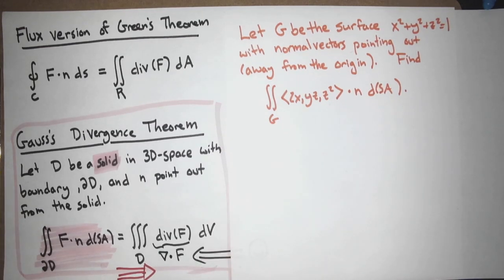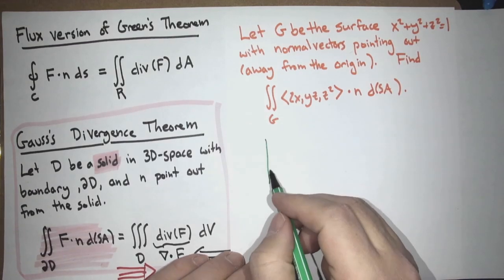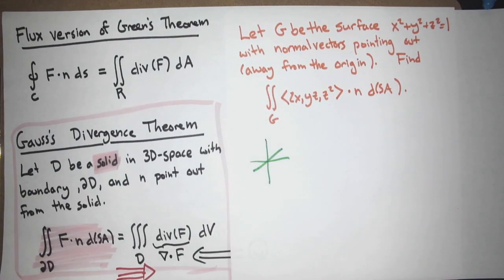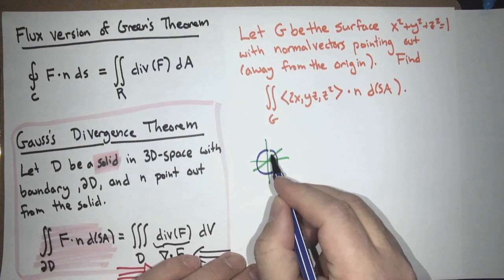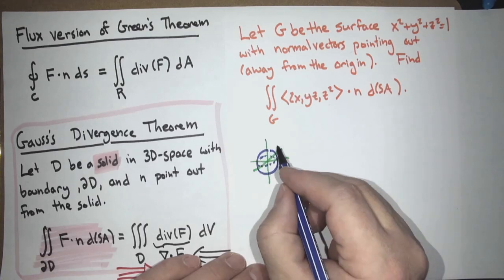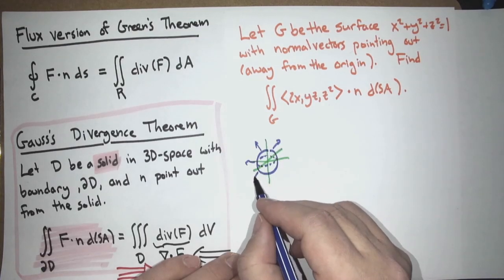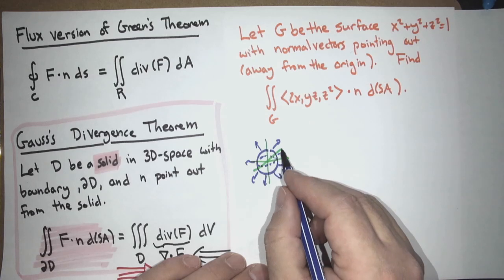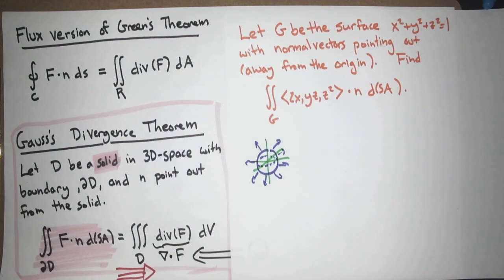So let G be the surface x squared plus y squared plus z squared equals 1 with normals vectoring out, so away from the origin. What surface is that? Sphere. Can you tell me anything else about this sphere? Radius 1, centered at the origin. Okay, so we have our sphere, radius 1. It's a happy sphere, and our normals are pointing out. Okay, so we're asked to find the integral over our surface, which is our sphere, of 2x, comma yz, comma z squared dot n dS.